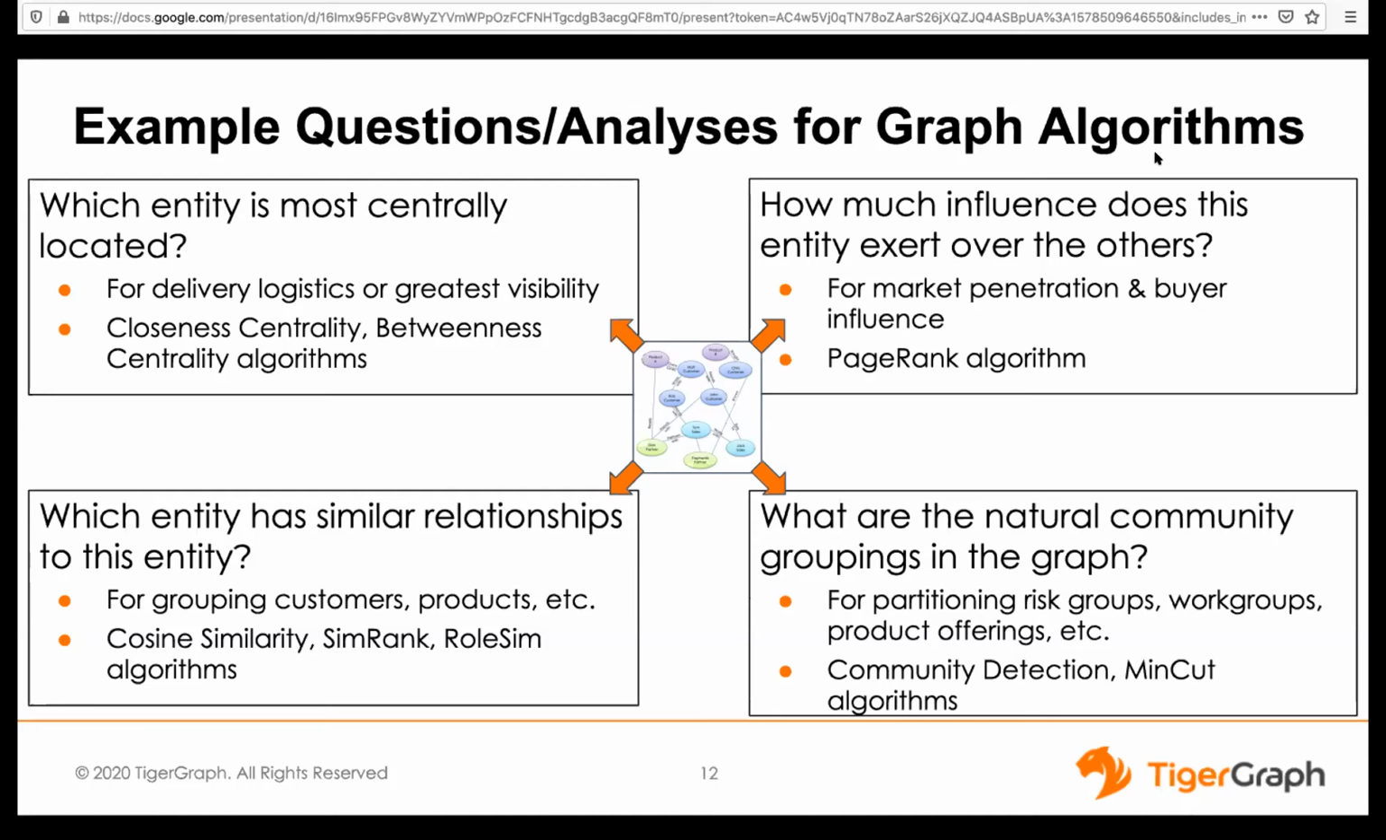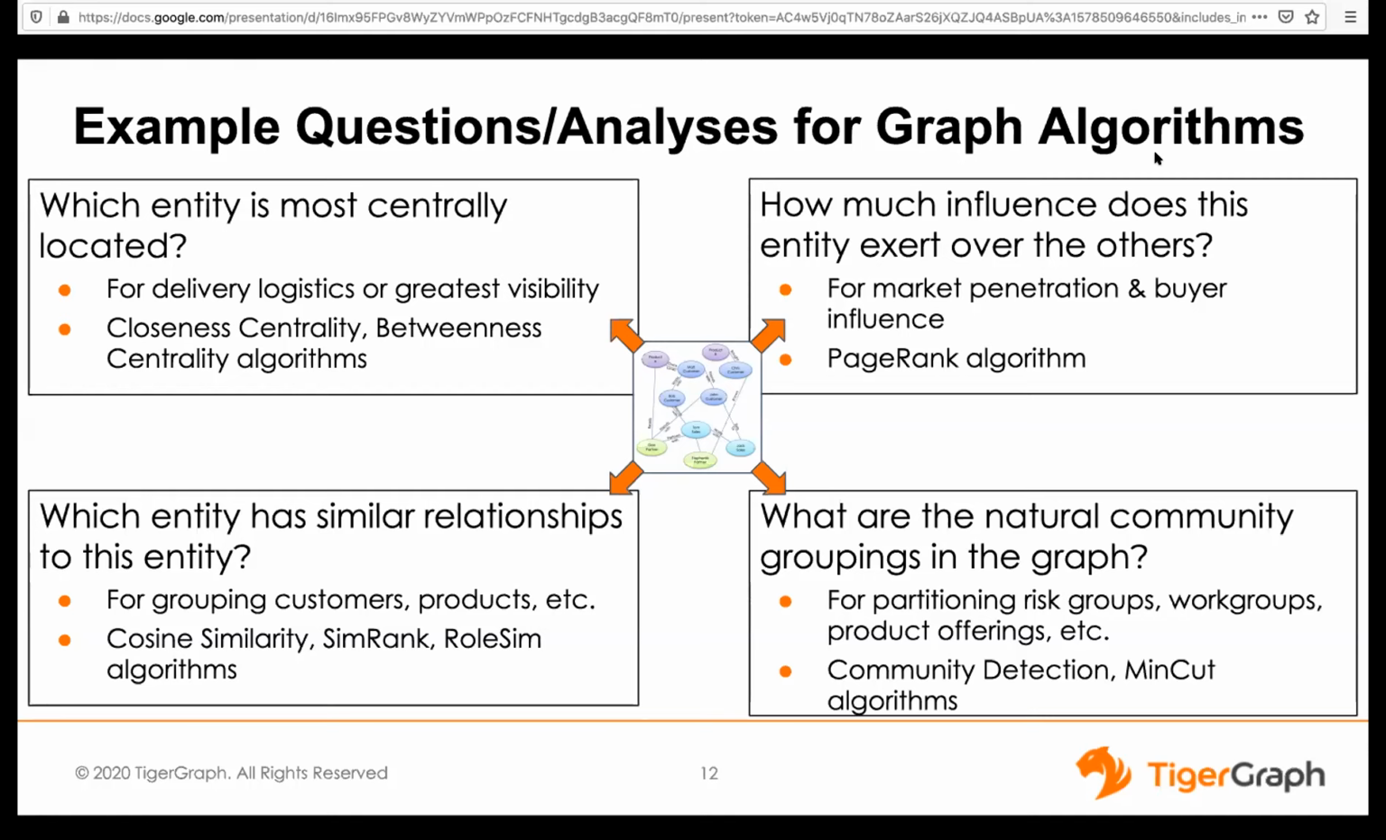They want to know how much traffic is passing through that area. That's betweenness. Closeness centrality would be more for delivery logistics, like where do I put my warehouse? If I want to cover this area, the average distance that I need to travel is going to be the shortest, with the fastest delivery times, if I put my warehouse here. So that's addressed by this centrality analytics.